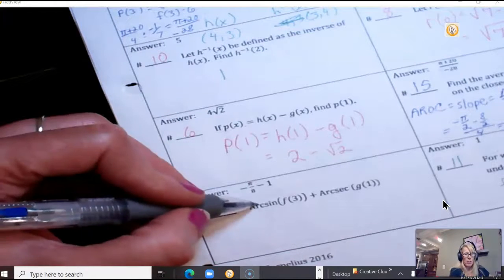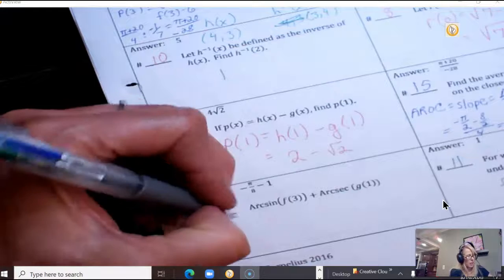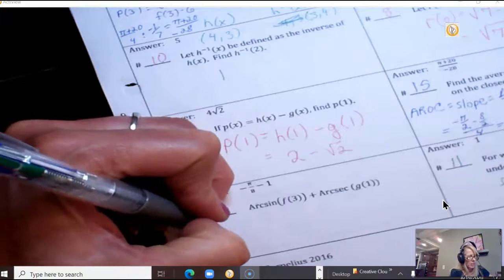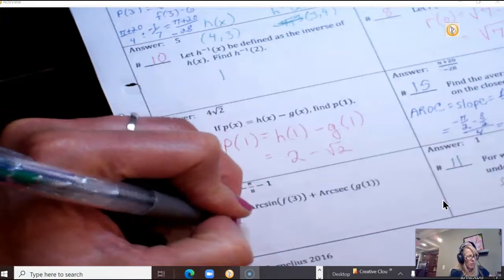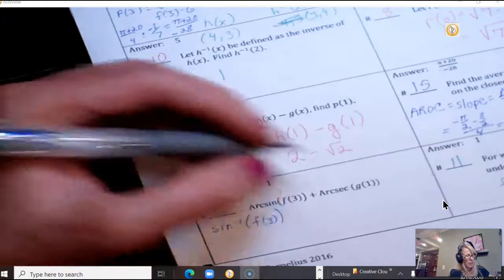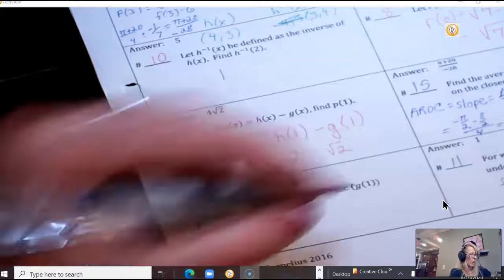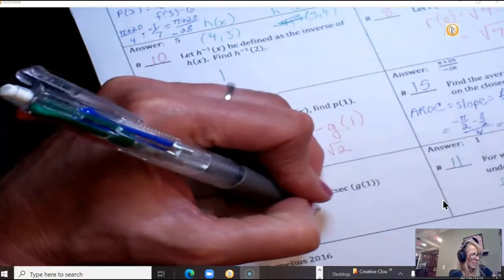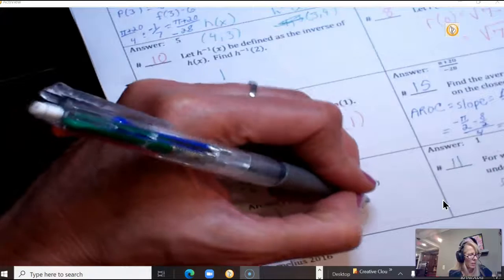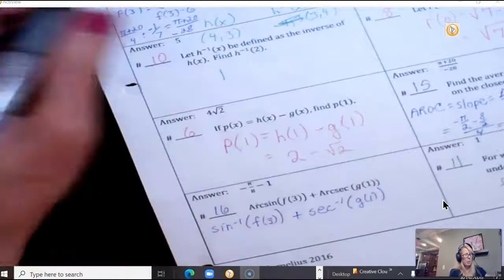All right, let's talk about arc sine. This does kind of throw people off. I think I did this one in the last video, but just in case. Arc sine is another way of saying inverse sine. I'm going to write it as inverse sine. Some people remember that easier. Plus arc secant. That's just ugliness. Some people remember that better.